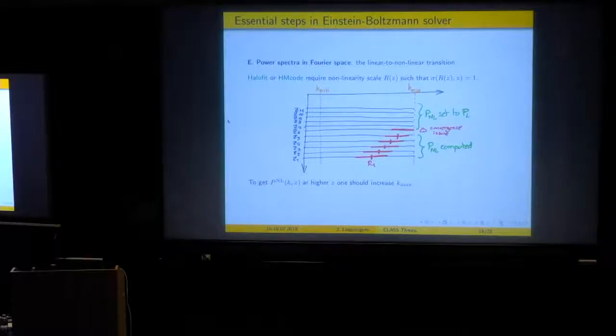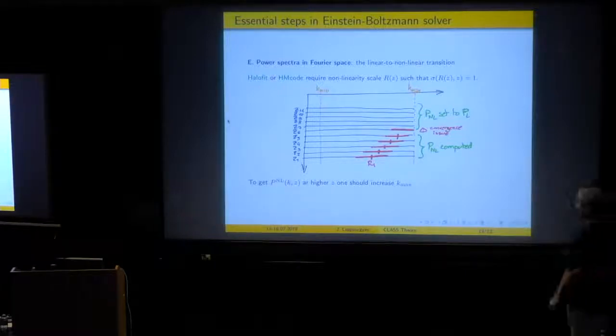When you use HaloFit, what HaloFit takes as an input is the value of the linear power spectrum computed at different redshifts. So I show here a plot where you have k and you have the redshift. This is the smallest redshift. Redshift goes up. And on each of these blue lines, you have an evaluation of the linear power spectrum as a function of k at a given z.